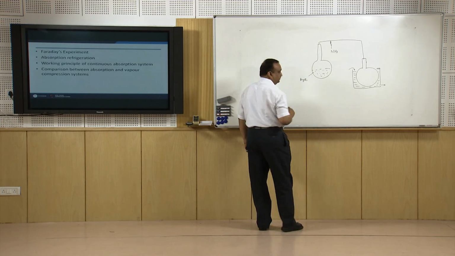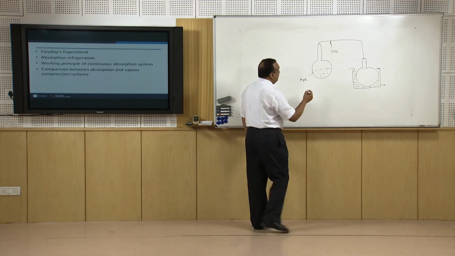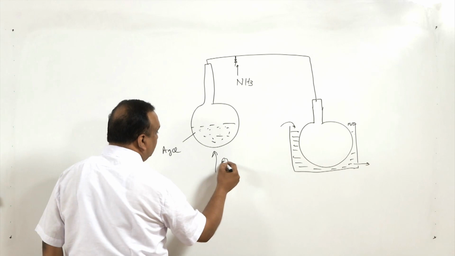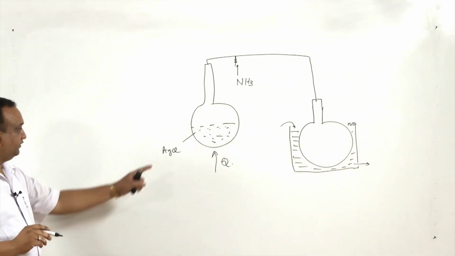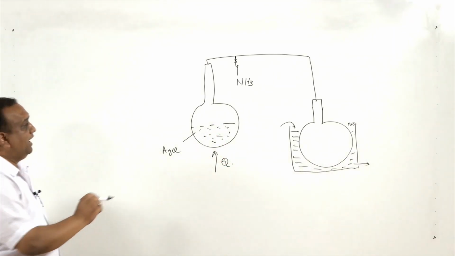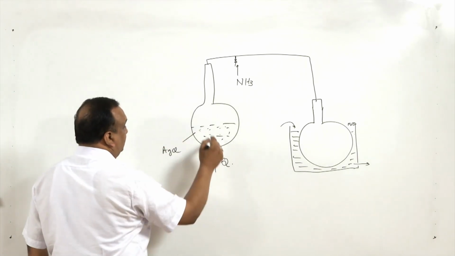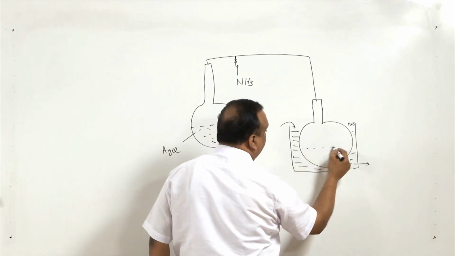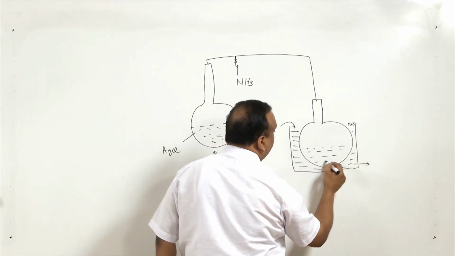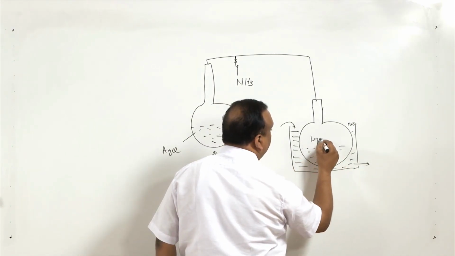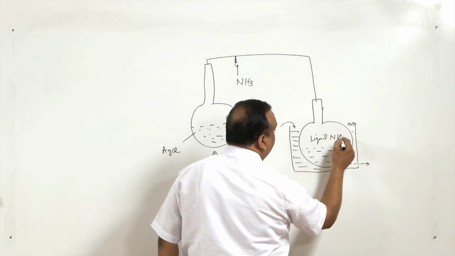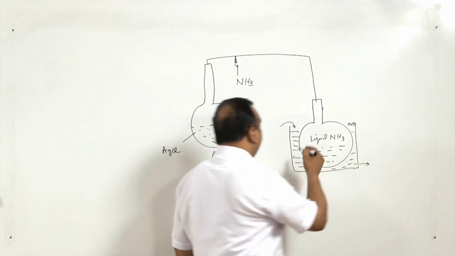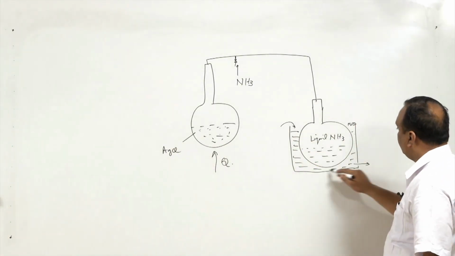silver chloride powder. Then he heated this ammonia, he supplied heat to the flask, heated the ammonia, the silver chloride powder, and the ammonia was liberated and it was condensed here, it was collected here. So, liquid ammonia was collected here. And the vapor was condensed and the heat was carried away by the water, cooling water circulated here.